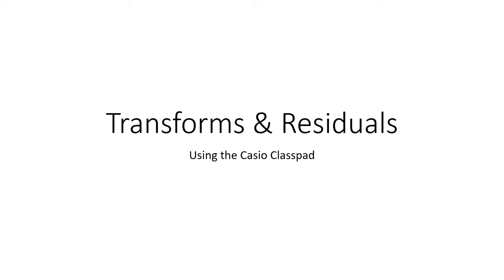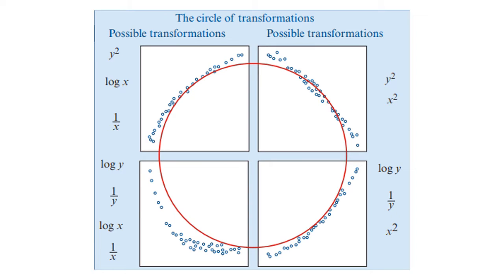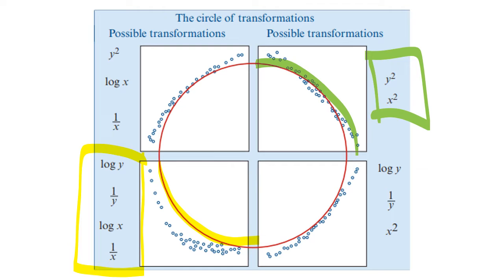Transforms and residuals, and we're going to focus on using the Casio ClassPad. One of the things you really need to have is this called the circle of transformations. Make sure you've got a copy of that in your notes somewhere so you can see what transforms you need to use. Whenever you see a graph and you think, oh, my curve kind of looks like this, then I know I can use these 4 transforms. Or maybe my curve looks like this, then I can use these 2 transforms for that. And that's what we're going to look at today, using the Casio ClassPad.